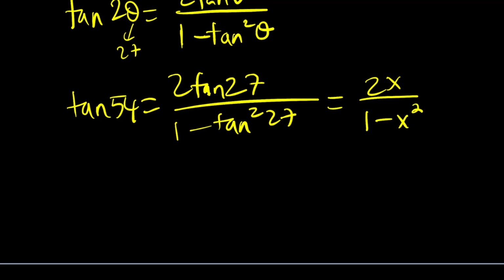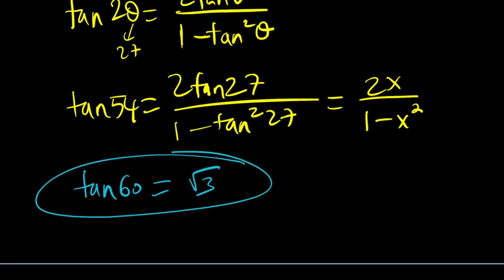Awesome. So I got tangent 54, but how am I going to go to 6 from here? Remember, 54 and 6 add up to 60. And 60 is a special angle. Do you know tangent 60? I hope you do. But if not, then I'll remind you. I'll help you remember: square root of 3. Okay? Awesome. And you can find it in an equilateral triangle, split in half, so on and so forth.